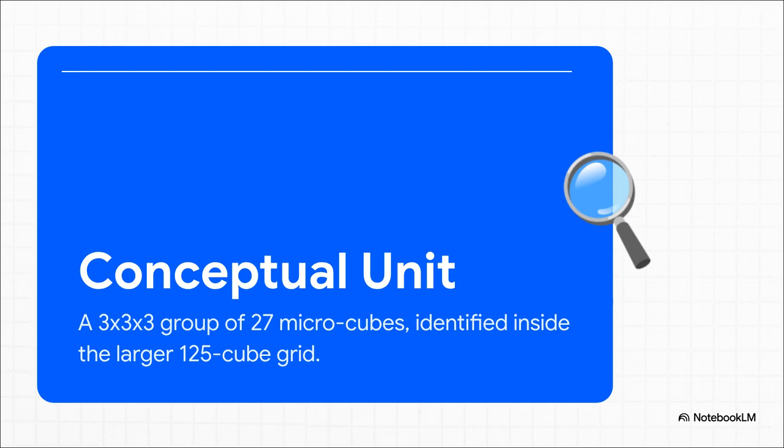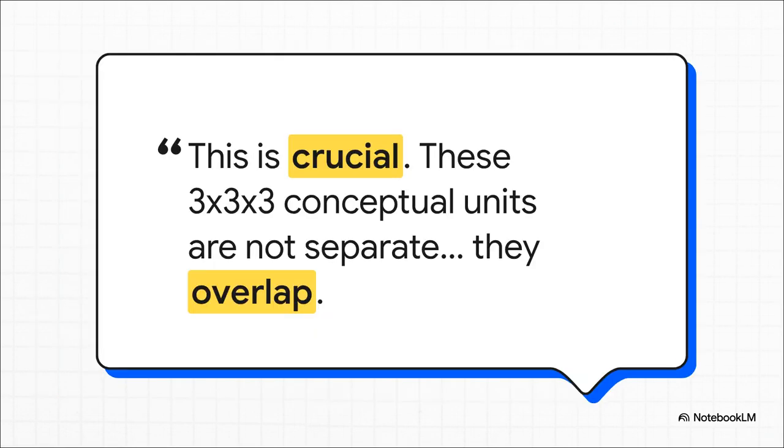This is what we'll call a conceptual unit. So instead of slicing and dicing, we're now just looking at our 5 by 5 by 5 grid of microcubes, and we're mentally drawing a box around a 3 by 3 by 3 group. This unit isn't a new physical thing. It's a grouping that we're defining inside the bigger structure. And here it is. This is the whole game.